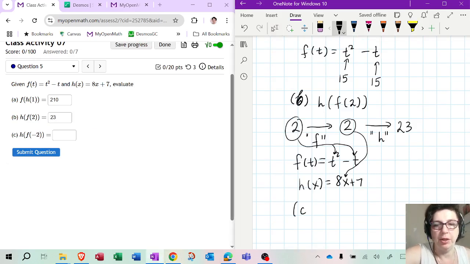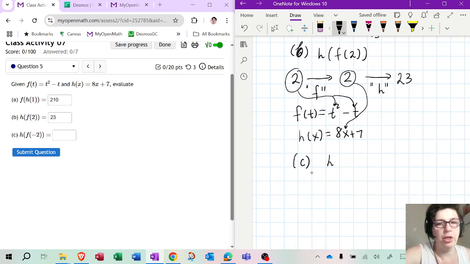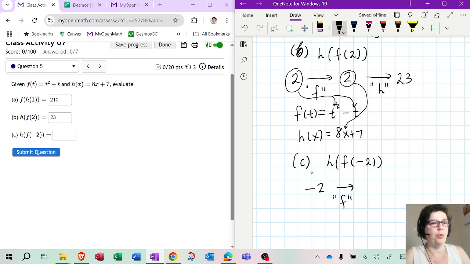Okay, so the last step is h of f of negative 2. So again, we start on the inside. We start at negative 2. We apply the f machine to that. So what is that? Well, we're going to have to take negative 2. We're going to square it. Make sure that when you are plugging a negative number, you are plugging it in parentheses. And then you subtract negative 2.